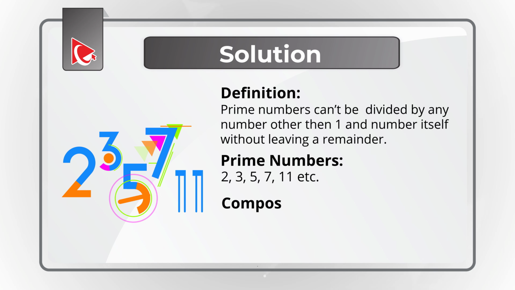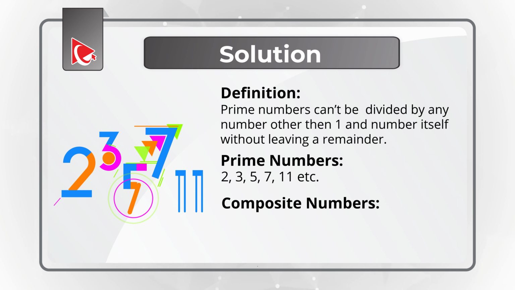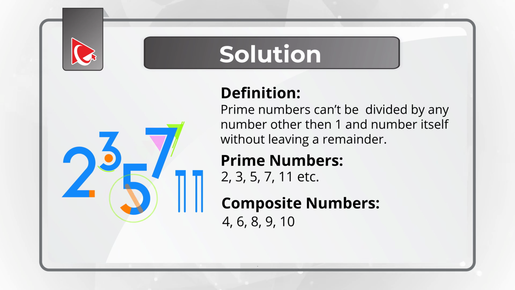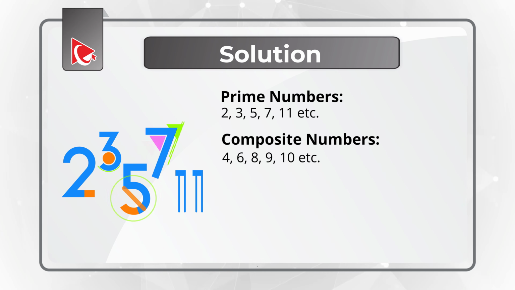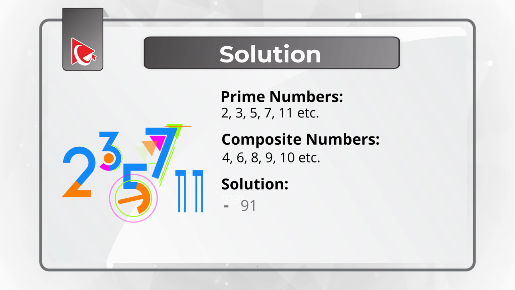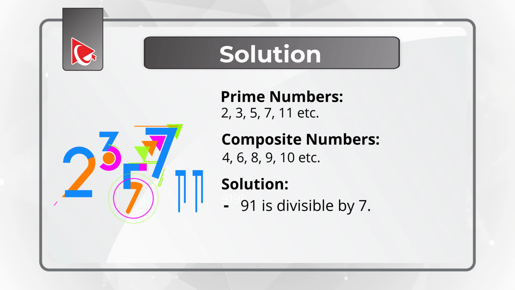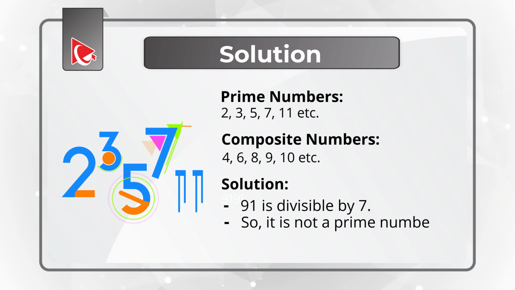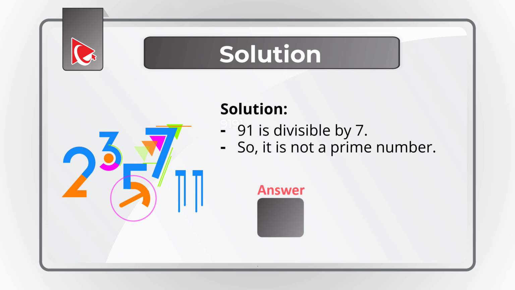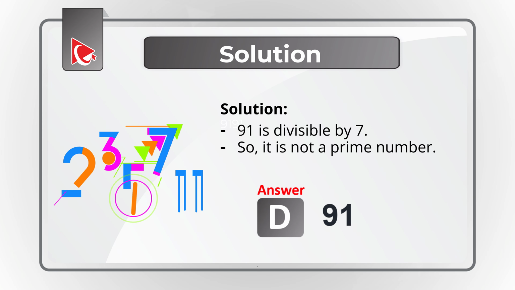The opposite of prime numbers are composite numbers, and examples of those would be 4, which can be divided by 2, 6, which can be divided by 2 and 3, 8, which can be divided by 2 and 4, 9, 10, and you can continue the sequence. As you might have figured out, of the numbers presented, 91 is divisible by 7. So 91 is not a prime number, which means that the correct solution is choice D, 91. Hopefully you've nailed this question and now know how to answer similar problems on the test.